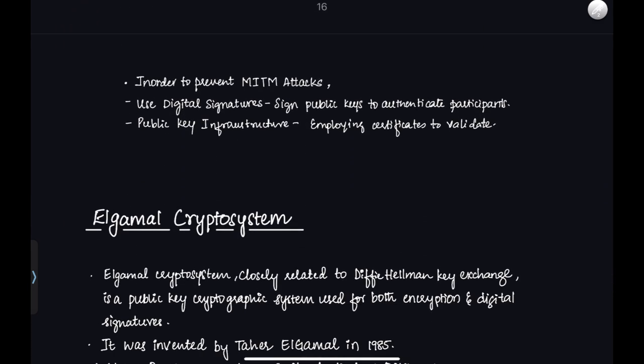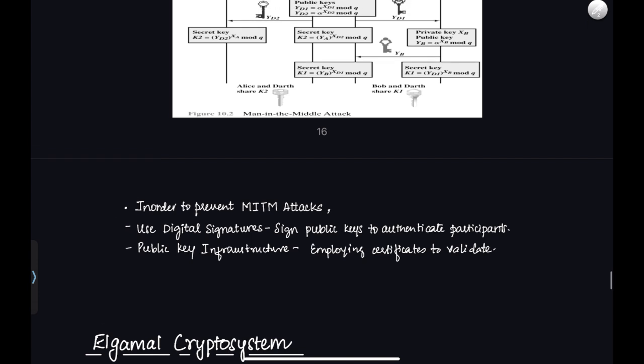In order to prevent these man in the middle attacks, we'll be making use of digital signatures. So we sign the public keys in order to authenticate who the participants are. Only those participants who have the digital signature should be entertained while communicating with each other. Along with that, we have public key infrastructure. PKI will employ certificates to validate their identities, thereby ensuring that the integrity of the exchanged public keys is maintained.